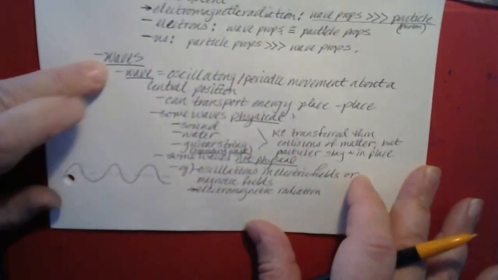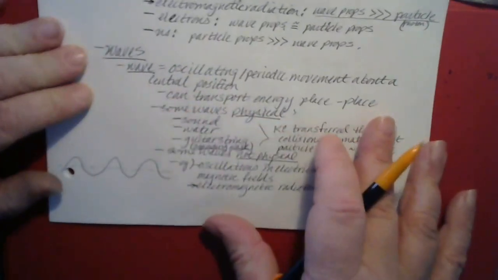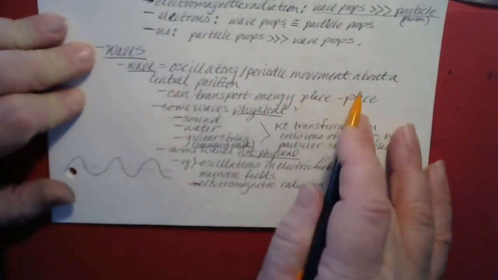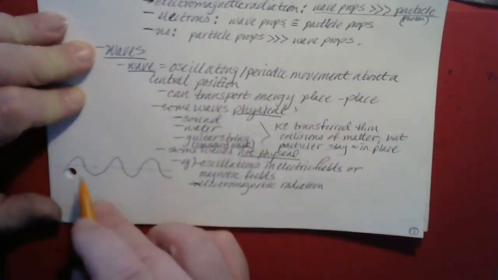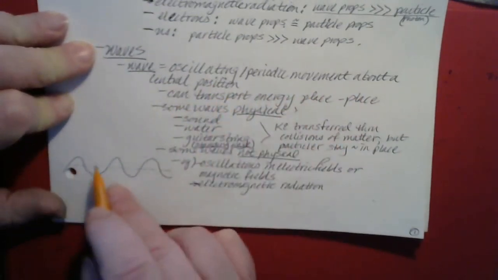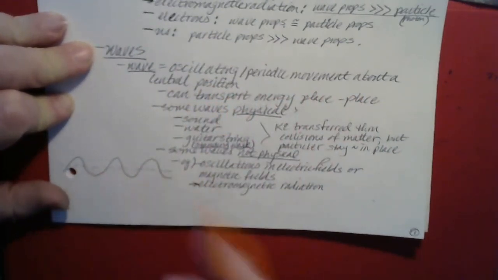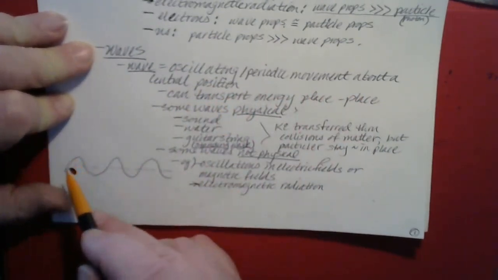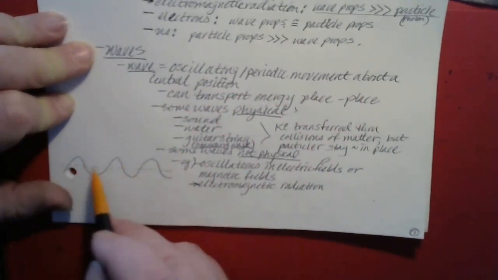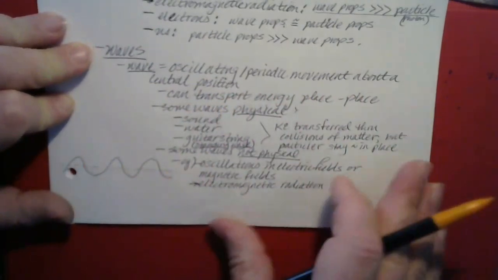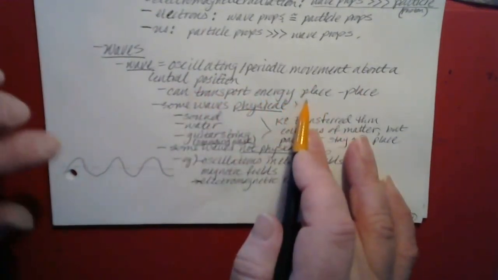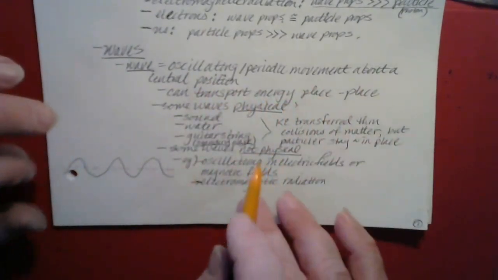Now, getting into waves. A wave is just an oscillating periodic motion around a central position, something like I've drawn here. Forgive my crippled artistic ability, but you get the idea anyway. It goes up and down around a central point, which is the dotted line here. Waves, as I mentioned a moment ago, are capable of transporting energy from place to place.